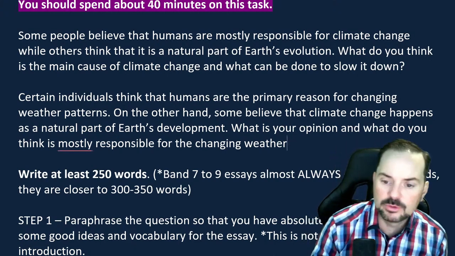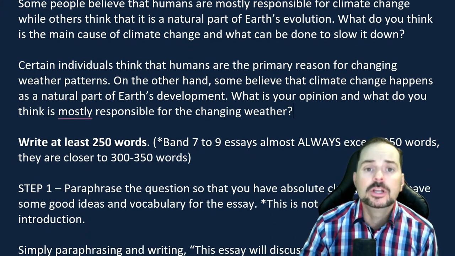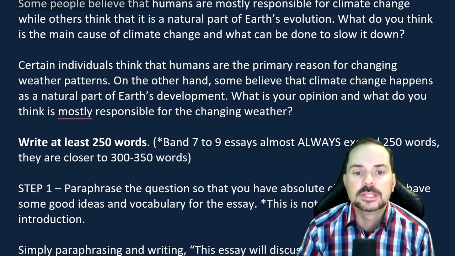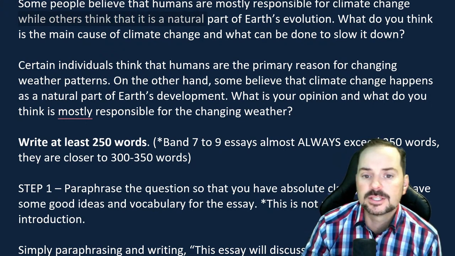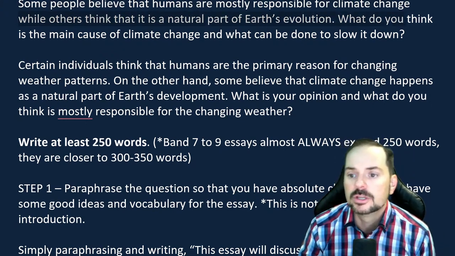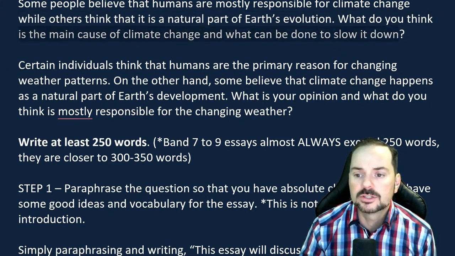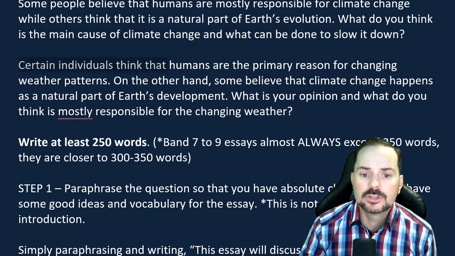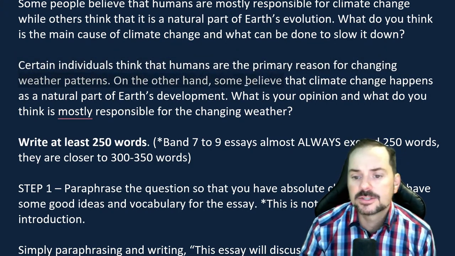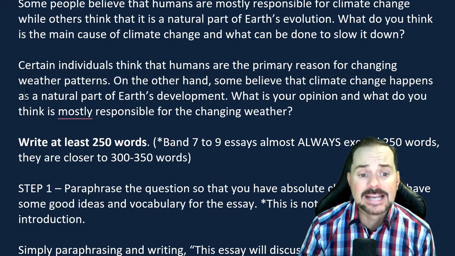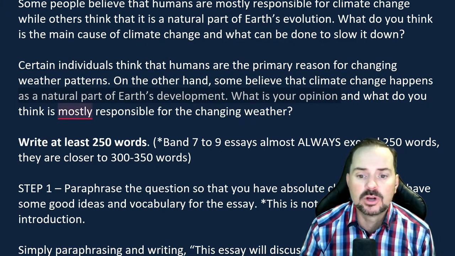Okay, so that would be my paraphrase there. And then when you paraphrase, make sure to check the original and check your paraphrase. So some people believe that humans are mostly responsible for climate change, while others think that it is a natural part of Earth's evolution. What do you think is the main cause of climate change, and what can be done to slow it down? Certain individuals think that humans are the primary reason for changing weather patterns. On the other hand, some believe that climate change happens as a natural part of Earth's development. What is your opinion, and what do you think is mostly responsible for changing weather?